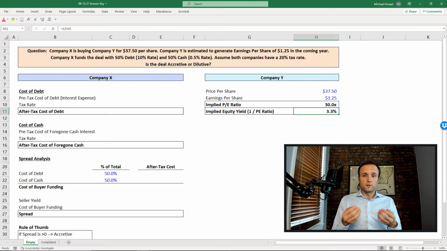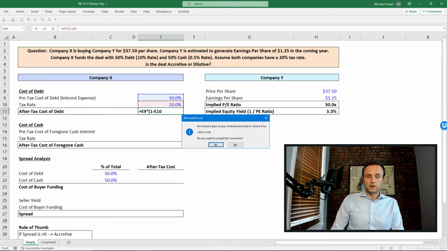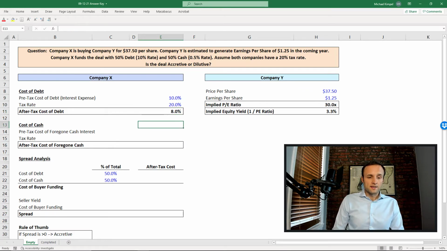So now let's move over to Company X and look at our financing. On the financing side of things, we have a 10% cost of debt for our interest expense that we're funding the deal with, and a 20% tax rate. Our after-tax cost is the cost of debt times 1 minus our tax rate. And then down below, we have our cost of cash or foregone interest income, which is 0.5%. And our tax rate is 20%, and we have to calculate that on an after-tax basis as well. So we'll take the 0.5% times 1 minus our tax rate here.